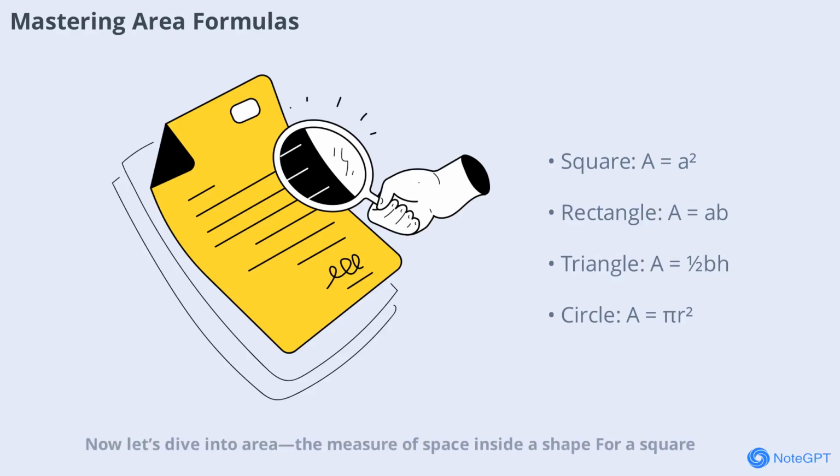Now let's dive into area, the measure of space inside a shape. For a square, area is the side squared. Rectangles use length times width, while parallelograms multiply base by height. Triangles have two main approaches, the classic half base times height and Heron's formula for when all sides are known.